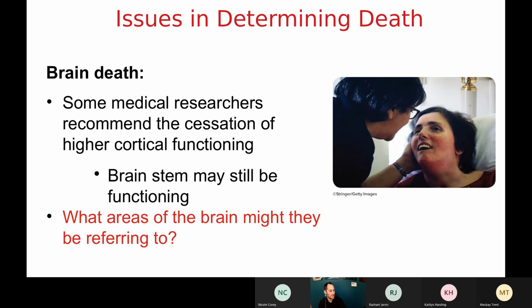Any guesses of things at the higher cortical functions of the brain? So what's going on in the wrinkly portion of the brain, the very middle of the brain, basically anything over this brain stem? What's going on there? So what kind of functions are they talking about defining as brain death? When what functions cease?